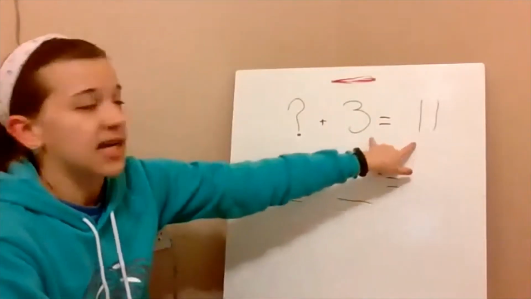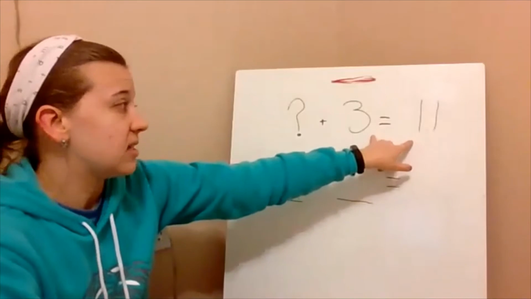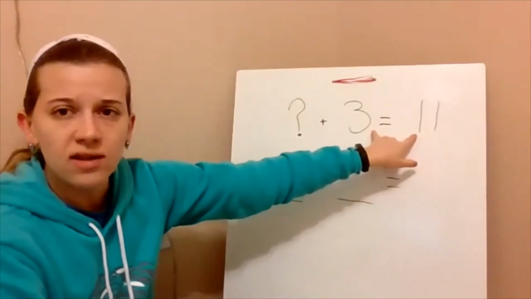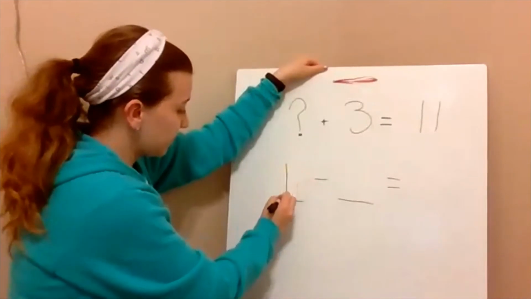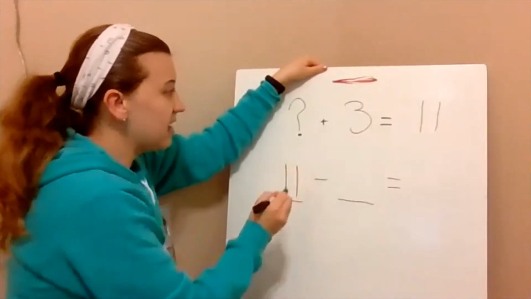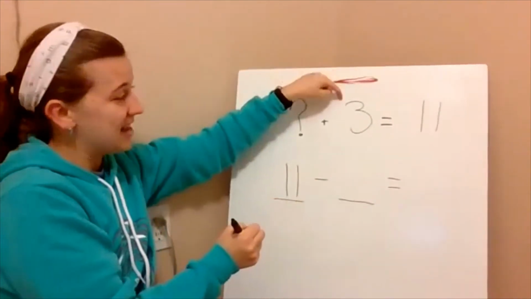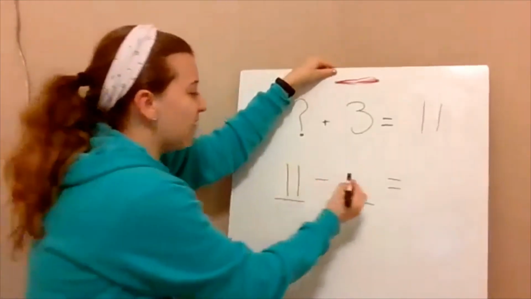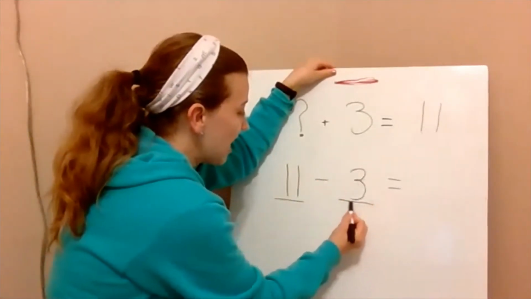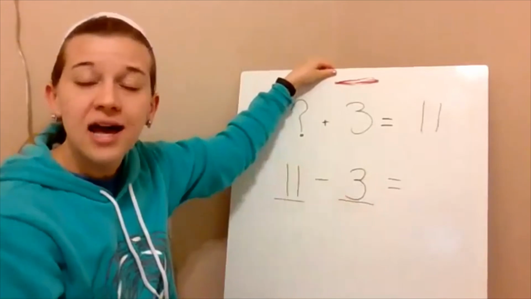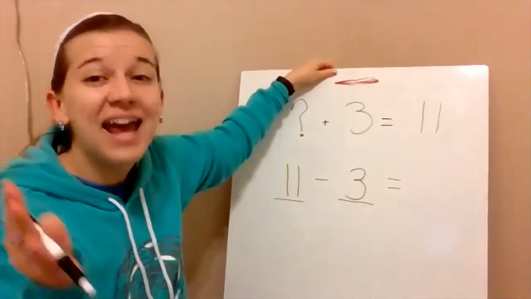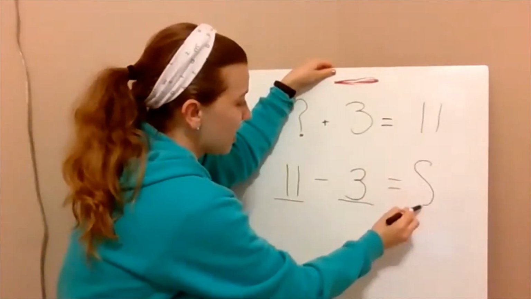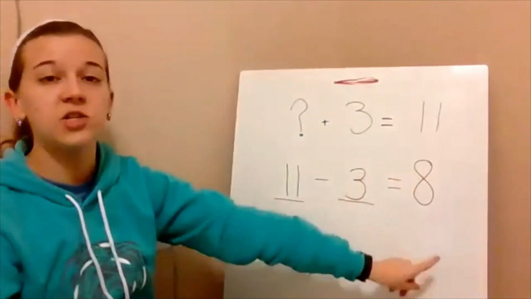Well, if it's related, it's got to have these two numbers. So we'll start with these. Which one is greater, 3 or 11? 11. So we will start with 11. And it'll be 11 minus 3. 11 minus 3 equals what? 11 minus 3 equals 8. Very good.